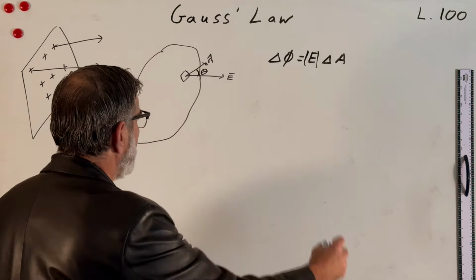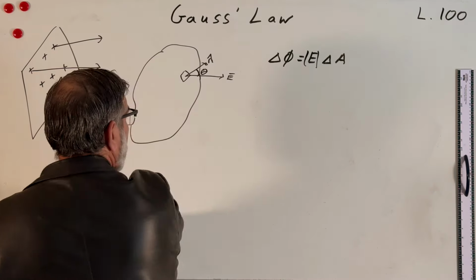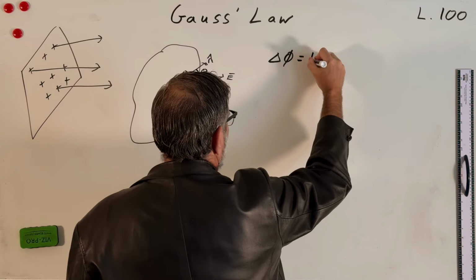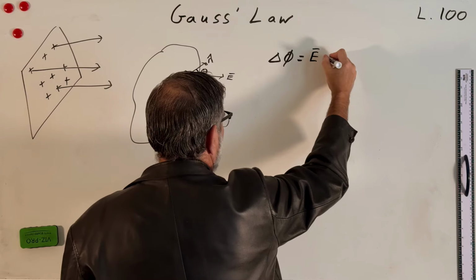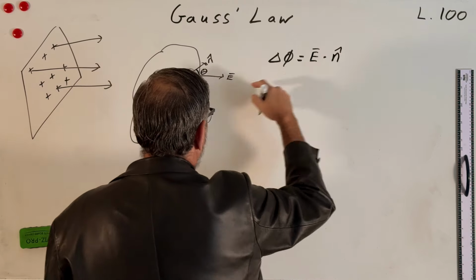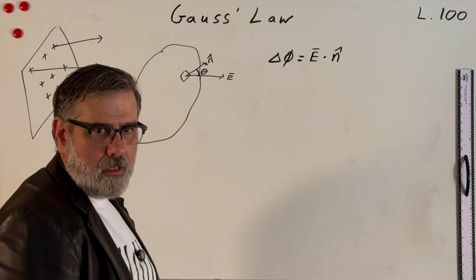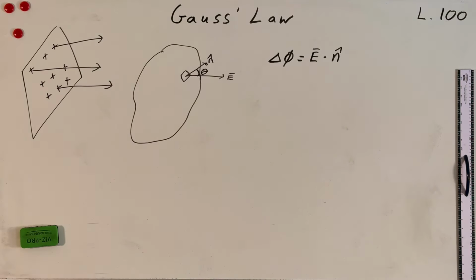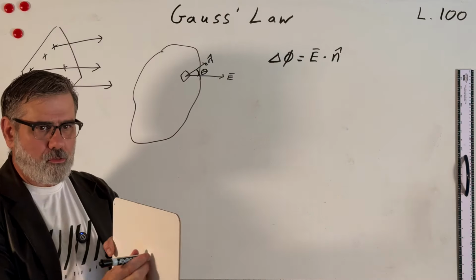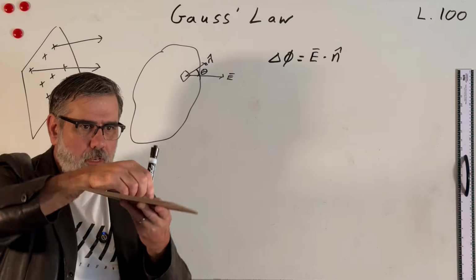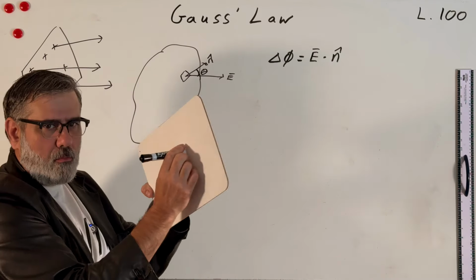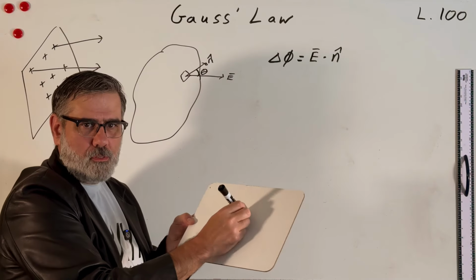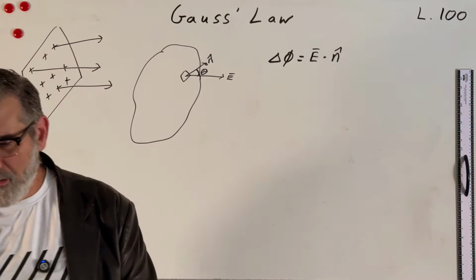So in general, this delta phi is going to be equal to the vector E dotted with the normal vector to the surface. You know what I mean by a normal vector to a surface? We've talked about this many times, but in general, the normal vector is always perpendicular to the surface, so however I turn it, this pen is the normal vector. It's pointing in a direction perpendicular to a tangent line to the surface. That's the normal vector.